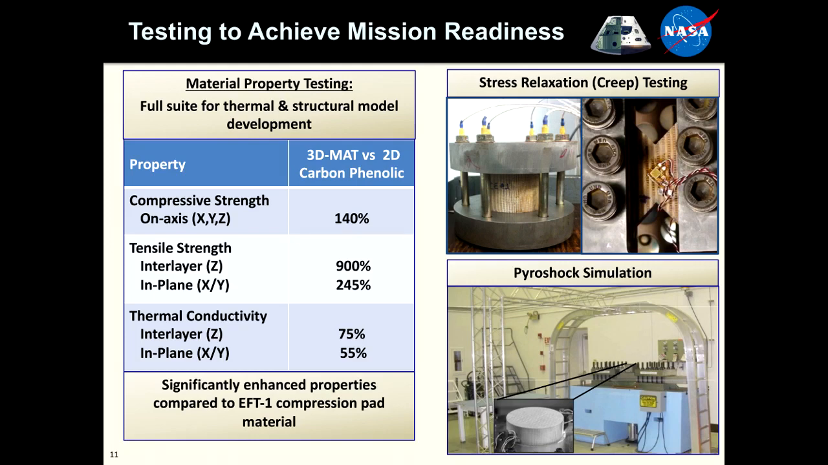So that's great. I'll point out that we also improved upon the thermal conductivity. We want that to be low. We're, again, trying to keep the heat out of the vehicle. Our thermal conductivity is about 3/4 that of the carbon-based system, the 2D carbon phenolic. So this is all really great news for us. We did a whole host of other testing. A few articles are shown here from stress relaxation and shear, some pyroshock simulation along the way. But a full suite of material properties and structural testing has been performed on this material system.